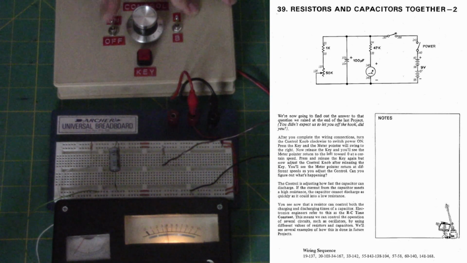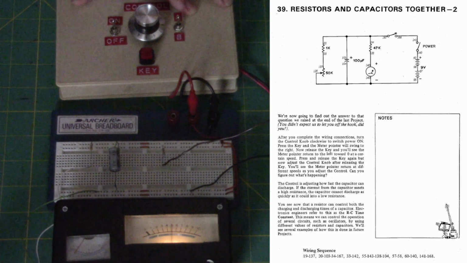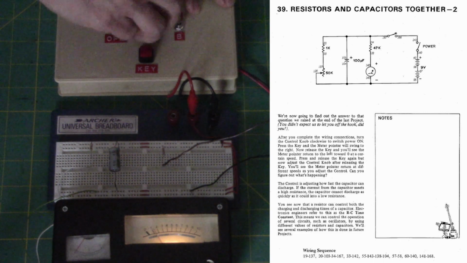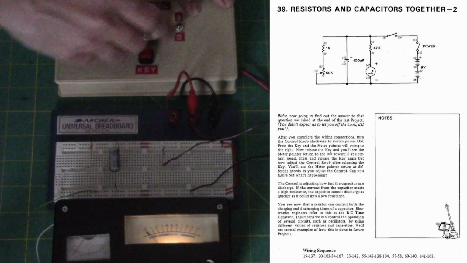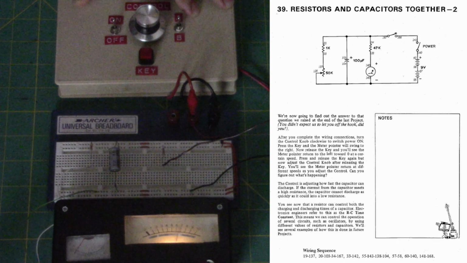Can you figure out what's happening? The control is adjusting how fast the capacitor can discharge. If the current from the capacitor meets a high resistance, the capacitor cannot discharge as quickly as it could into a low resistance. You see now that a resistor can control both the charging and discharging times of a capacitor.